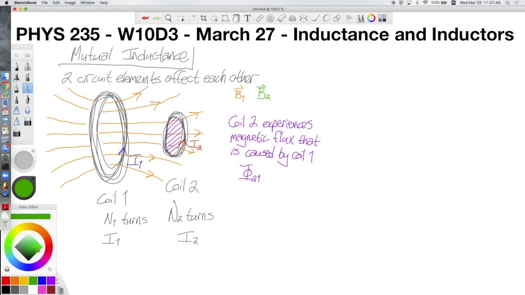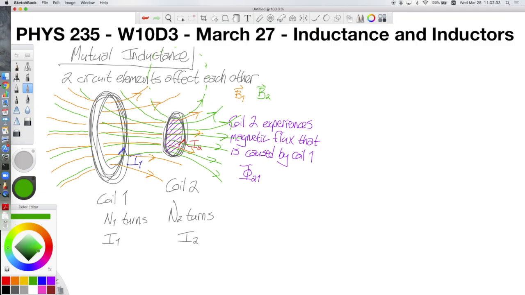Then coil 2 will also have its own magnetic field that it is creating. So pay special attention to which magnetic field is being created by and felt by which coil. And this is not the greatest diagram in the world. There's a lot going on here. So again, these magnetic field lines would loop back around and connect to each other. I'm just not drawing that.